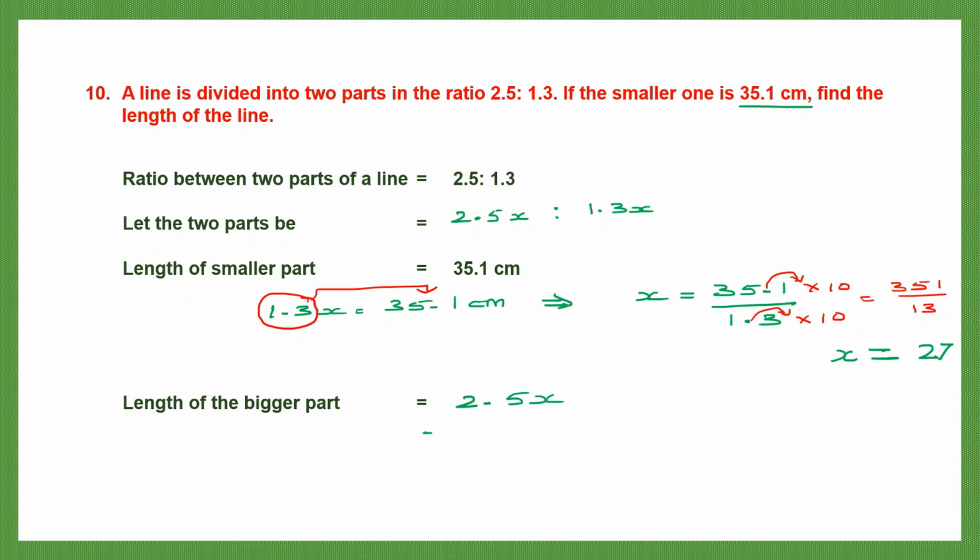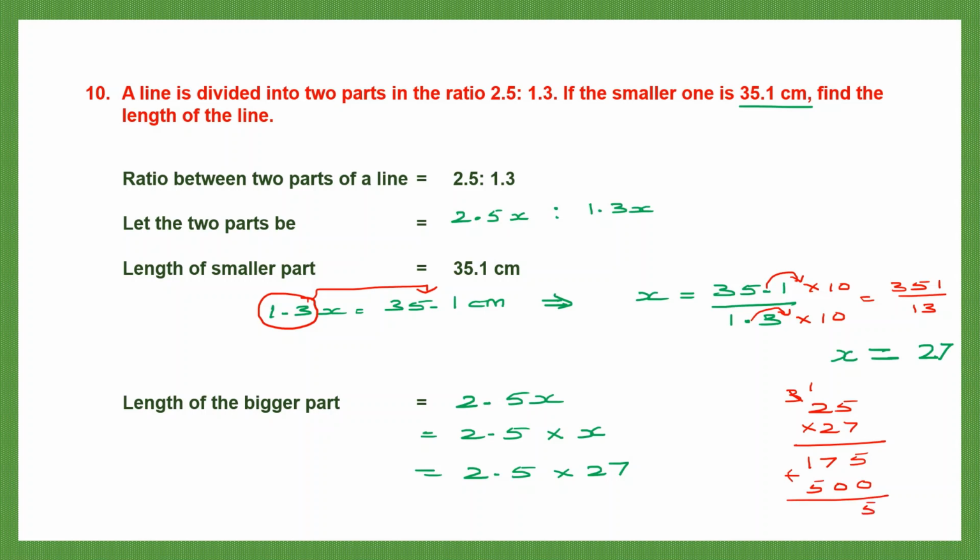2.5x, which is 2.5 into x. And we have found the value of x. So let's multiply 2.5 into 27. Now for decimal multiplication, we ignore the point and multiply. So that is 25 into 27. So this is 7 fives are 35, carry 3, 7 twos are 14, 15, 16, 17, and then 0. 2 fives are 10, carry 1, 2 twos are 4 plus 1, 5, plus 5, 7, 6.